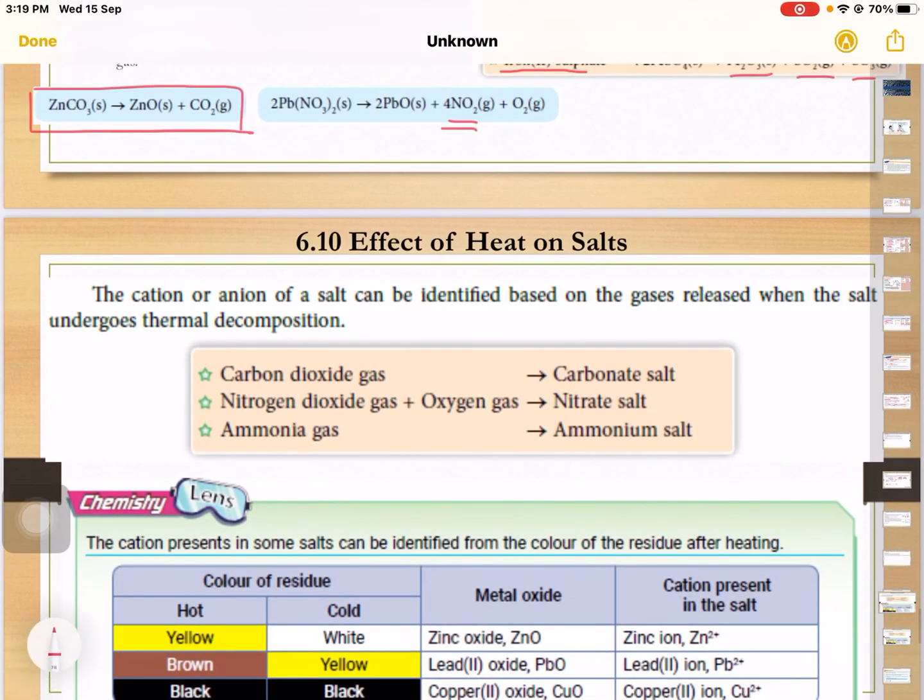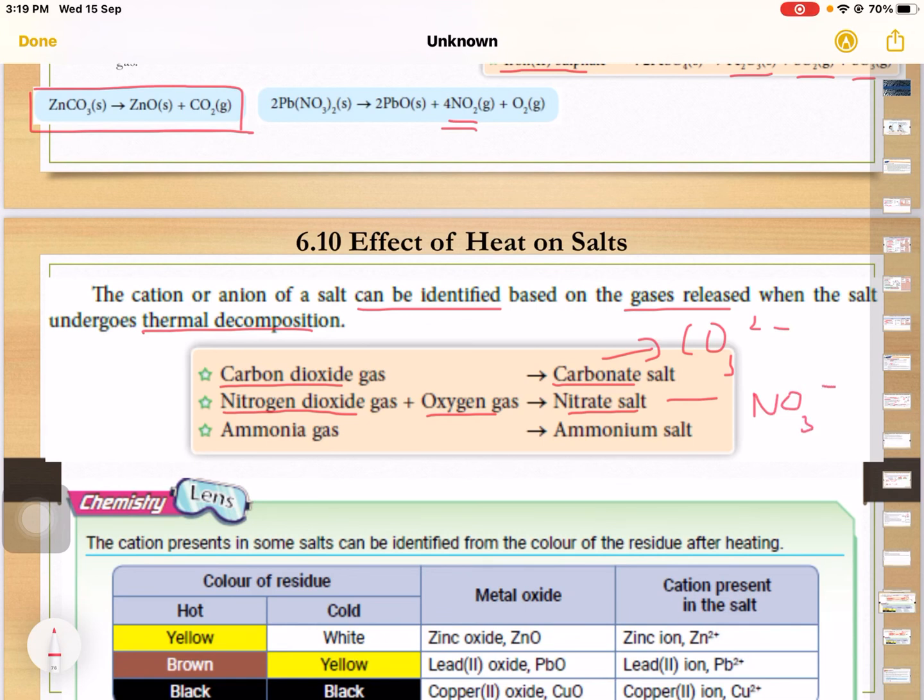Okay, next, the cation or anion of the salt also can be identified based on the gas released when the salt undergoes thermal decomposition. Maksudnya kita boleh identify beberapa cation dan anion, bukan semua. Contohnya bila kita dapat produk dia carbon dioxide gas, so kita tahulah yang garam yang kita test itu adalah carbonate salt dan dia mengandungi CO3 2- ion, iaitu carbonate ion. Okey, bila satu garam itu menghasilkan nitrogen dioxide gas dan oxygen gas, so garam yang kita test itu adalah nitrate salt dan mengandungi nitrate ion.